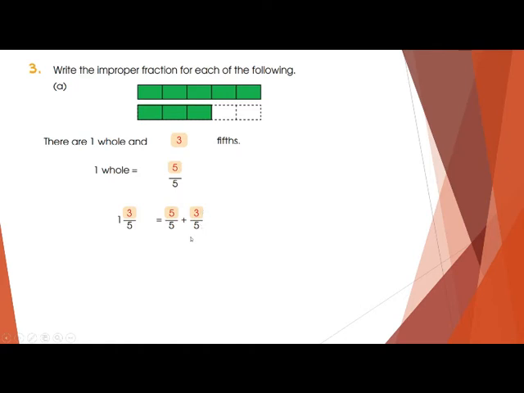And I already told you in the previous slide that if we have the same denominator, we will write 1 and we will add the upper values. 5 plus 3 makes 8. Okay.